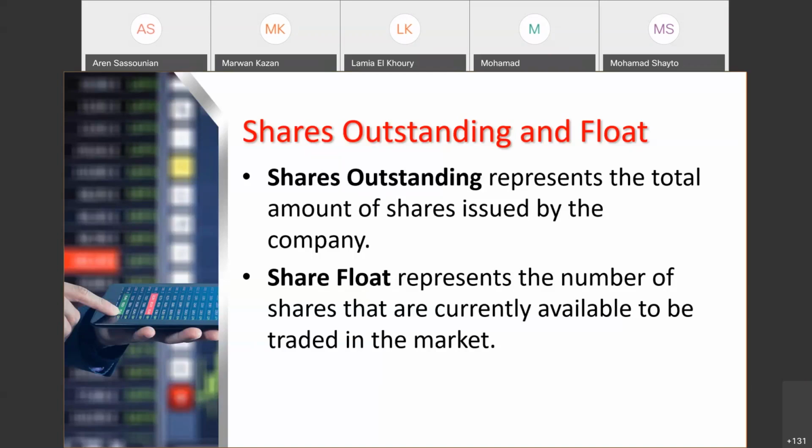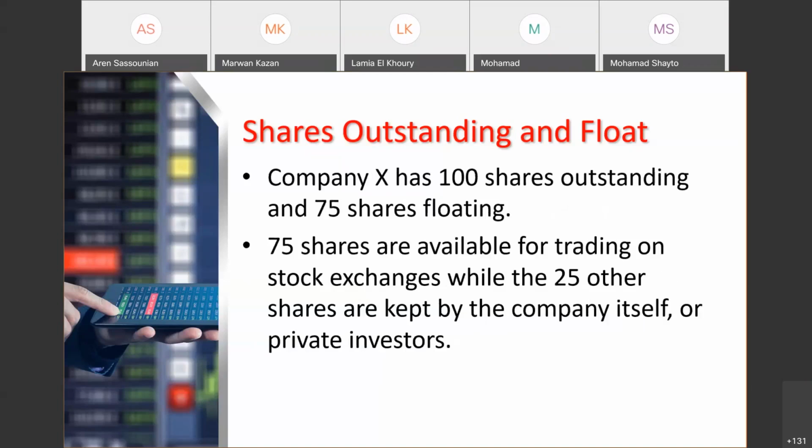Floating basically means it's being traded on the market. So here's a quick example just to explain that in numbers. Company X has 100 shares outstanding and 75 shares floating. That means only 75 shares are actually readily available on brokerages and can be traded by you and I, while the other 25 are kept either by private investors or by the company itself. So the company may keep 20 shares by itself. It belongs to the company basically. And then 75 shares are available to be traded by the public, and the rest is held by a private investor or whatever. This is just an example. The numbers are completely different every time.